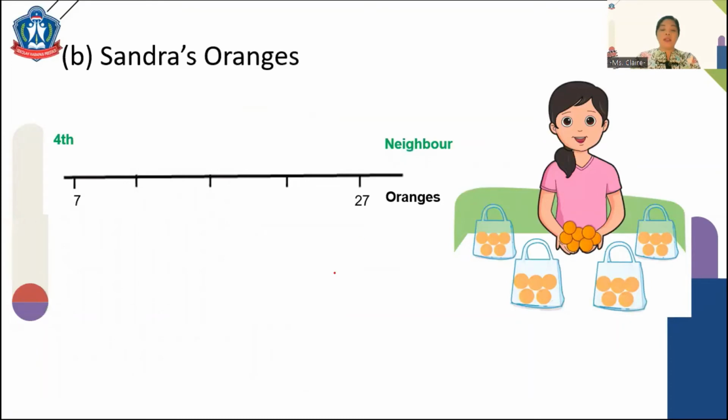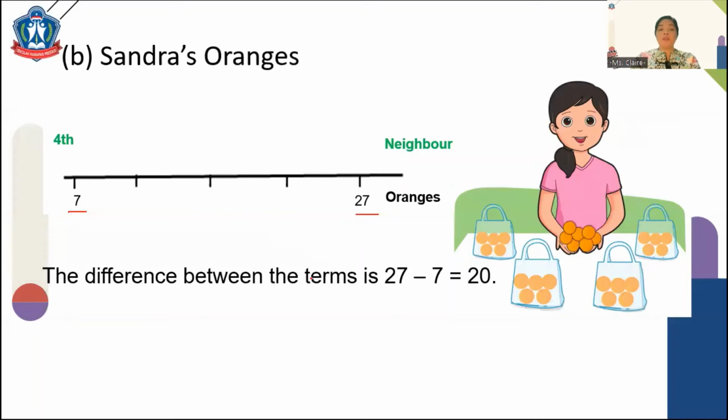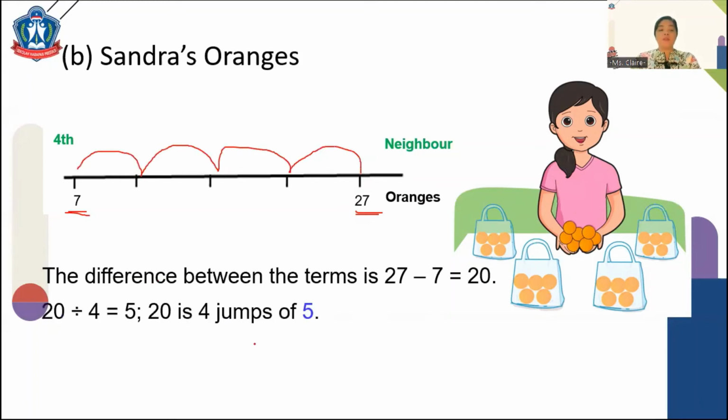So take a look here. She has 27 oranges. After the fourth neighbor, there are 7 oranges left. So to find this, we need to subtract the first term and the last term, 27 and 7, that is 20. After that, let's divide 20 by how many jumps? From 27, we have 1, 2, 3, 4. So let's divide 20 by 4, and that is 5. So 20 is 4 jumps of 5, right?